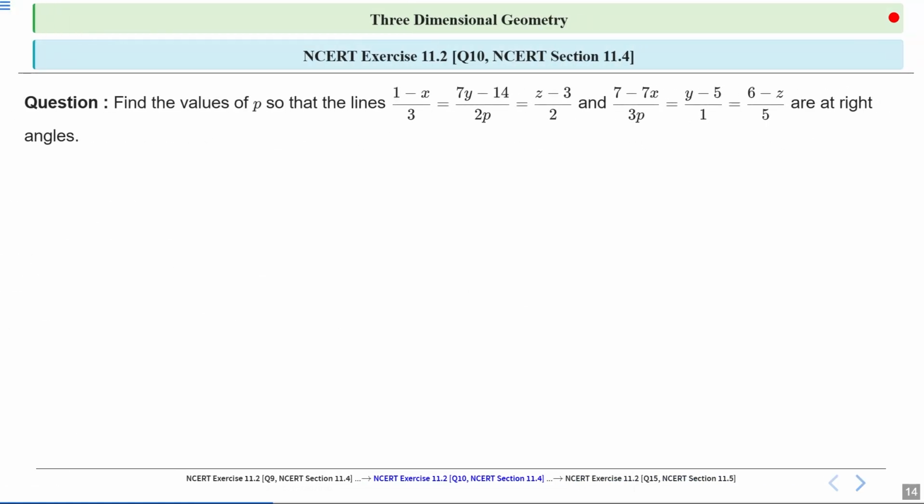NCERT exercise 11.2 question number 10, which says find the values of p so that the lines (1 minus x) upon 3 is equal to (7y minus 14) upon 2p is equal to (z minus 3) upon 2 and (7 minus 7x) upon 3p is equal to (y minus 5) upon 1 is equal to (6 minus z) upon 5 are at right angles. Okay.